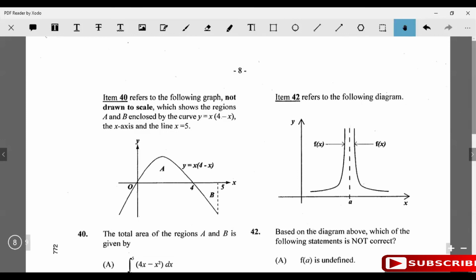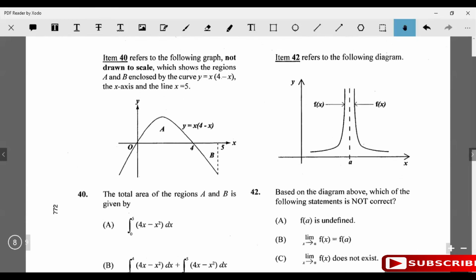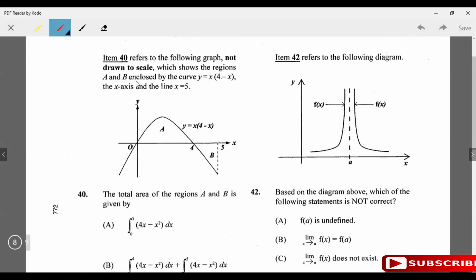Question 40 says, find the total area of A and B for the given regions. Notice that the area of A, which I'm going to shade in red, is above the x-axis, so it's going to come out positive. The area of B is below the x-axis, so it's going to come out negative. So in order to get the total area, we're going to need to take the modulus from 4 to 5.